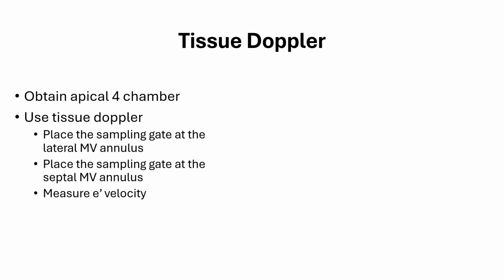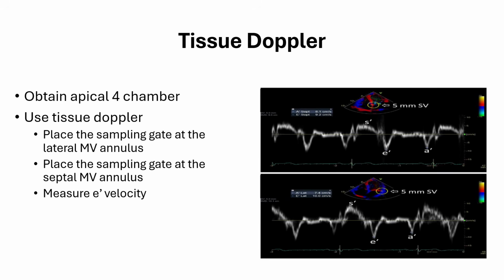Next, we talk about the tissue Doppler in its role in diastolic assessment. First, you want to obtain an apical four-chamber view. Utilize tissue Doppler imaging, and you can place a sampling gate at both lateral mitral valve annulus first, and then at the septal mitral valve annulus. And here you measure the E prime velocity, which is similar to E velocity on a pulse wave Doppler.